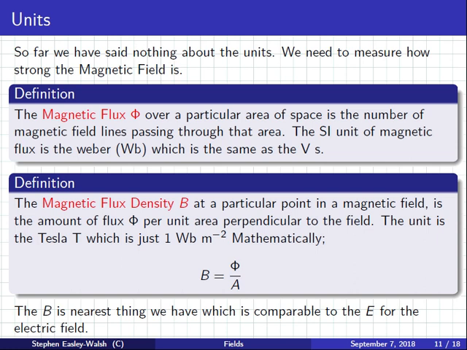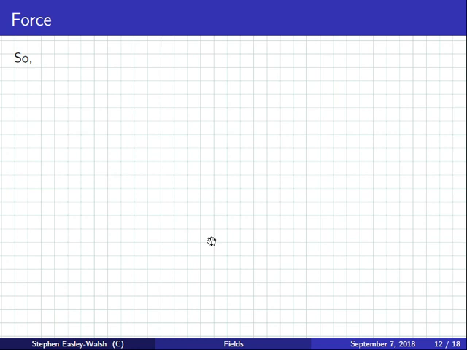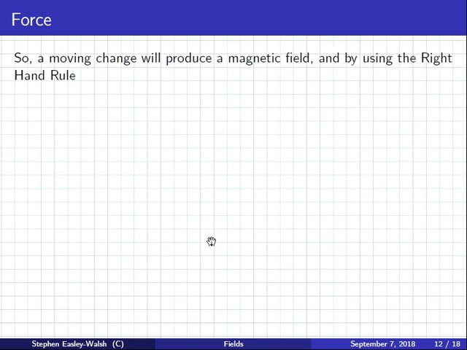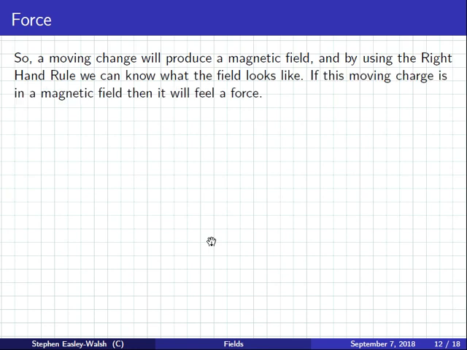Now, the B is the nearest thing we have, which is like the E for electric fields. What I mean is, the bigger the B, the stronger the magnet. A moving charge will produce a magnetic field, and by using the right-hand rule, we can know what the field looks like. If the moving charge is in a magnetic field, then it will feel a force.